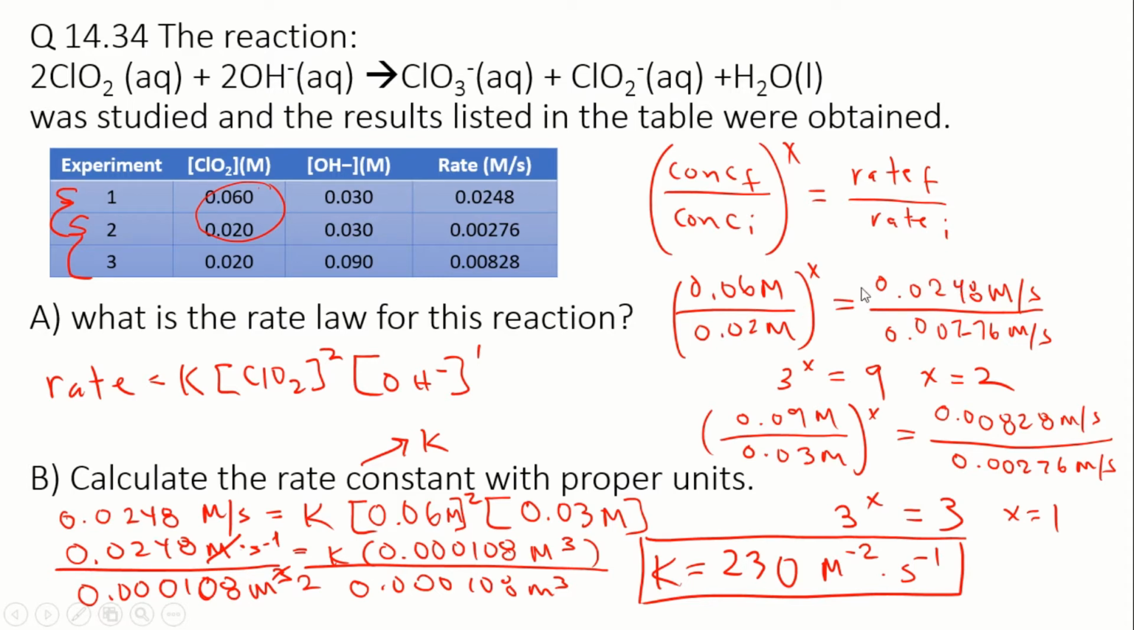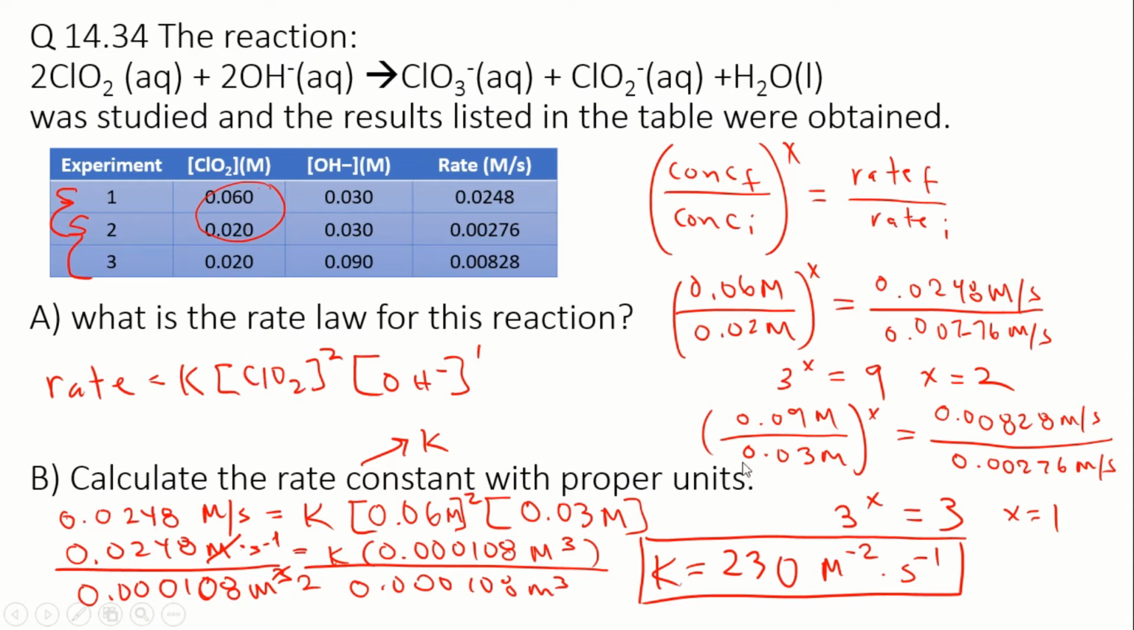So to have the largest numbers on top, 0.06 molar divided by 0.02 molar equals 0.0248 molar per second divided by 0.00276 molar per second. Divide those through, we get 3 raised to the x equals 9. Well, what must x be? For 3^x to equal 9, x must be 2, so 3 squared. So that gives us second order over here.